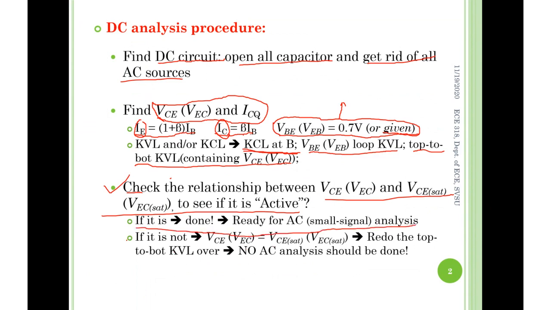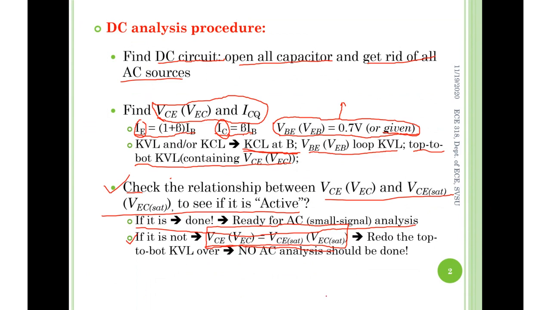But if it is not, in other words, the VCE is lower than the VCE saturation, what are we gonna do here? This is something new. What we're gonna do is let VCE equal the saturation voltage value, which is approximately 0.2 volt, and then redo the rest of the circuit analysis to find IC. So this is what we're gonna do.